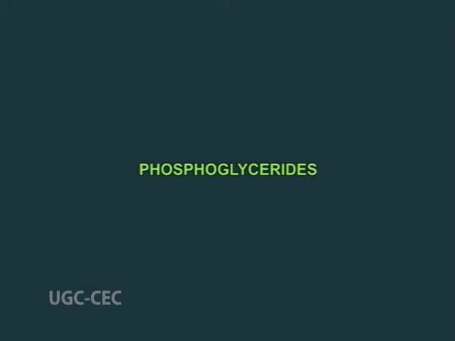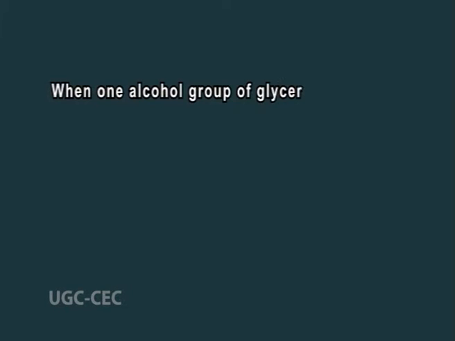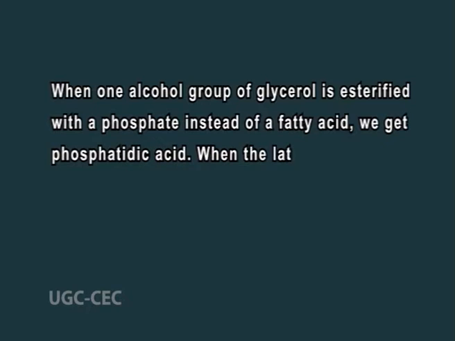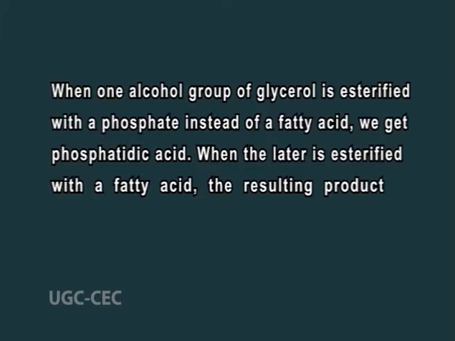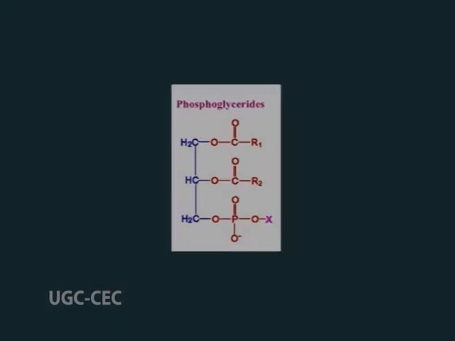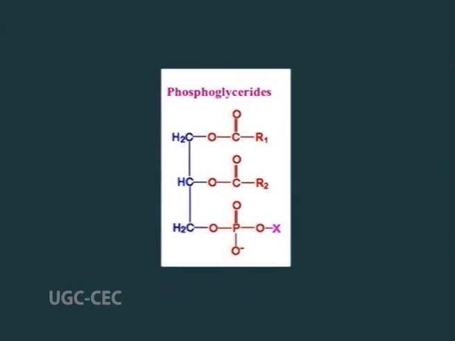Let us now look at phosphoglycerides. When one alcohol group of glycerol is esterified with a phosphate instead of a fatty acid, we get the compound known as phosphatidic acid. When the latter is esterified with a fatty acid, the resulting product is phosphoacyl glycerol, also known as phosphoglycerides. Structure of phosphoglycerides.